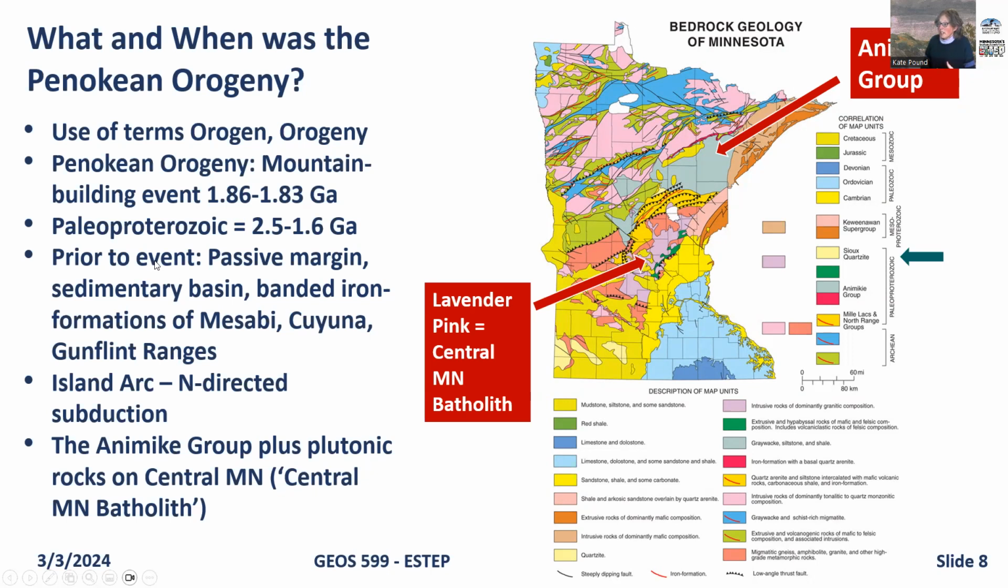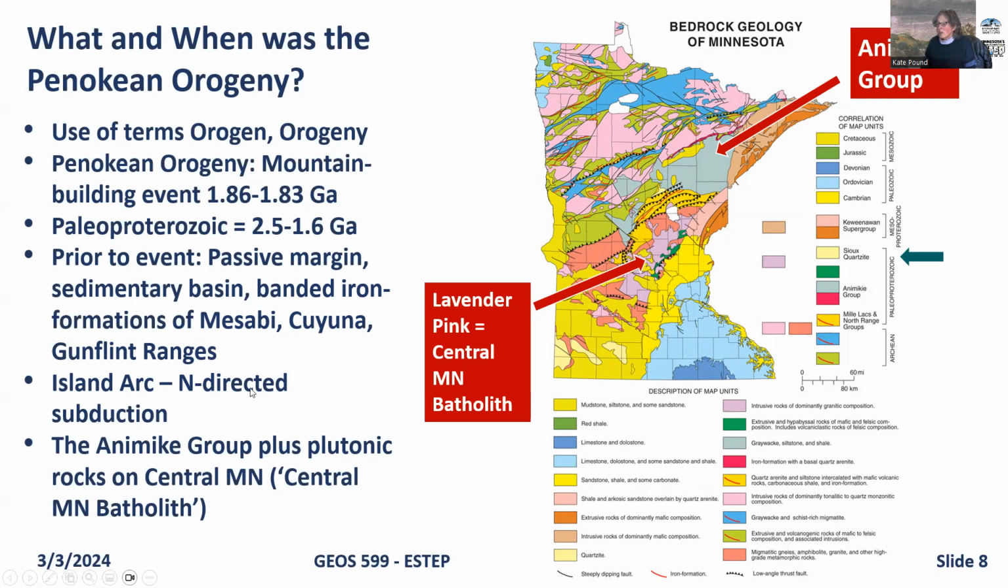So prior to this Penokean orogeny, there was a passive margin. So all the rocks that are Archean had been smushed together, and there were probably mountain chains, but then an ocean basin started to open up. And that was one of those passive margins, kind of like the east coast of the US. And there was kind of like a mid-Atlantic ridge underneath it, etc. So you had a sedimentary basin, and there were the sediments that make up the banded iron formations of the Mesabi, Cuyuna, and Gunflint ranges were deposited.